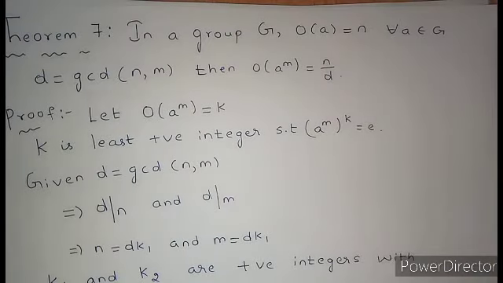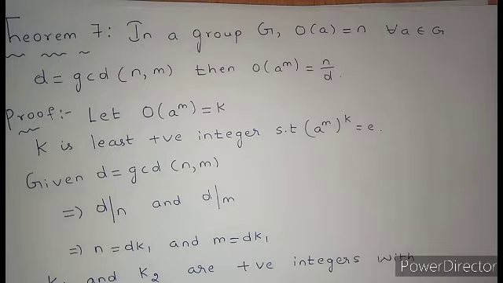Let's move on to theorem 7. In a group G, the order of a is equal to n. They have given that the order of a is n, and D is equal to GCD of n comma m. Then the order of a^m is equal to n by d. They have given that the order of a is n and GCD of n comma m is d. Then we have to show that the order of a^m is equal to n by d.